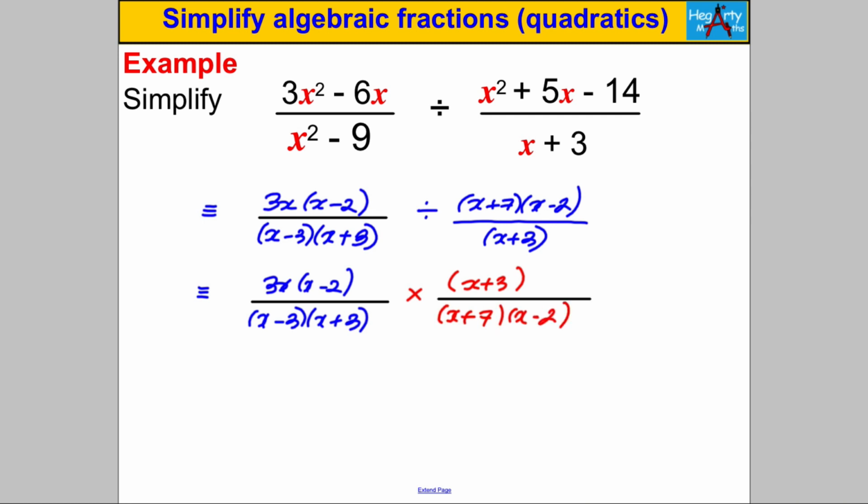Can we see them? Well, there's an x subtract 2 on the top and on the bottom. They are going to cancel. There's an x add 3 on the denominator here and up here, so they're going to cancel. And what are we going to be left with? Well, this 3x is going to remain on the numerator, and on the denominator we're going to have ourselves that x subtract 3 multiplied by the x add 7, which we're going to keep in brackets. So x subtract 3, x add 7, and we're done.